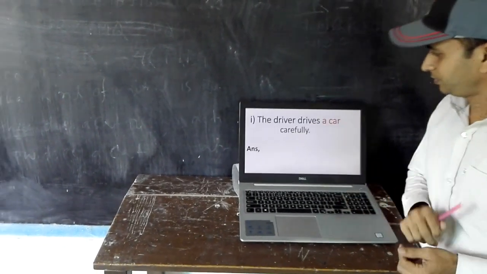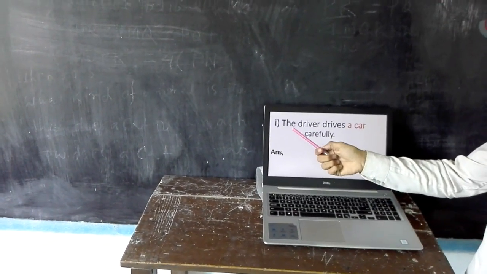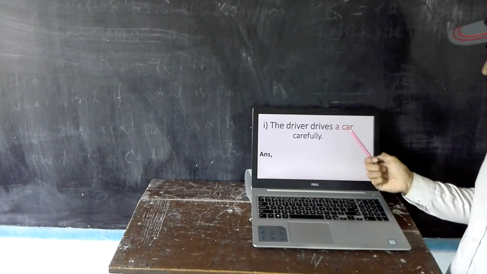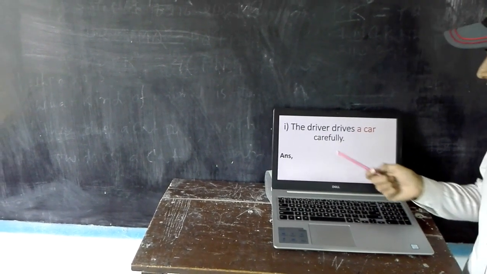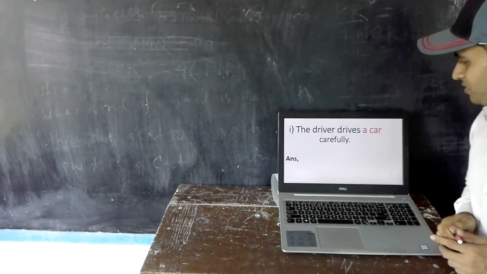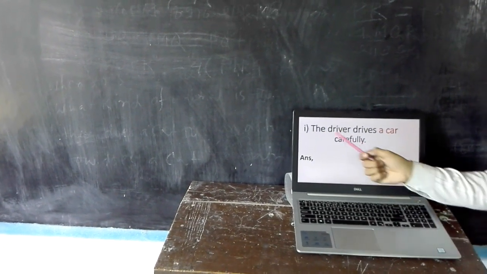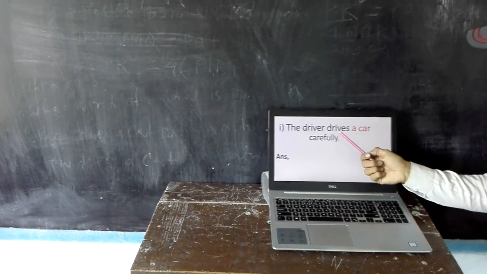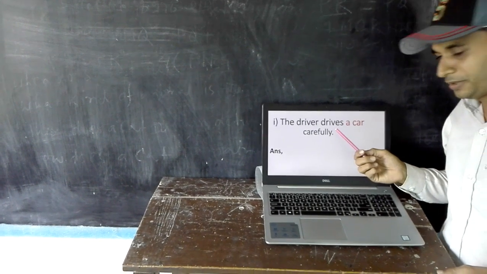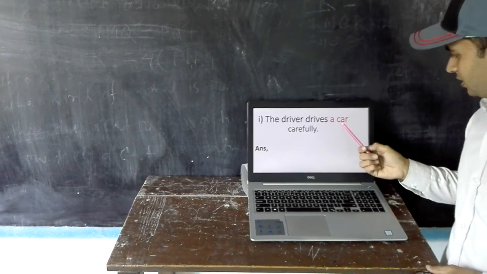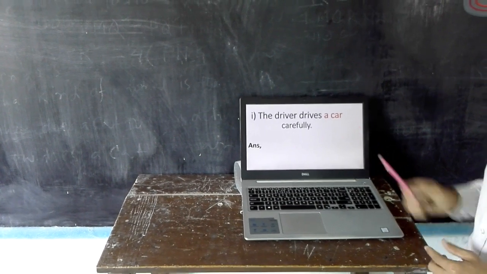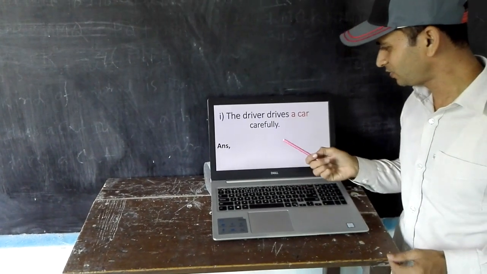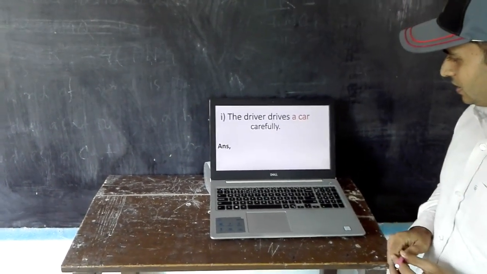Let's see the example. Here the first sentence: The driver drives a car carefully. Students, here is an assertive sentence in the present indefinite tense. The driver is the subject, drives is the principal verb in the present form, and a car is the object of this sentence, and carefully this word is regarded as extension.